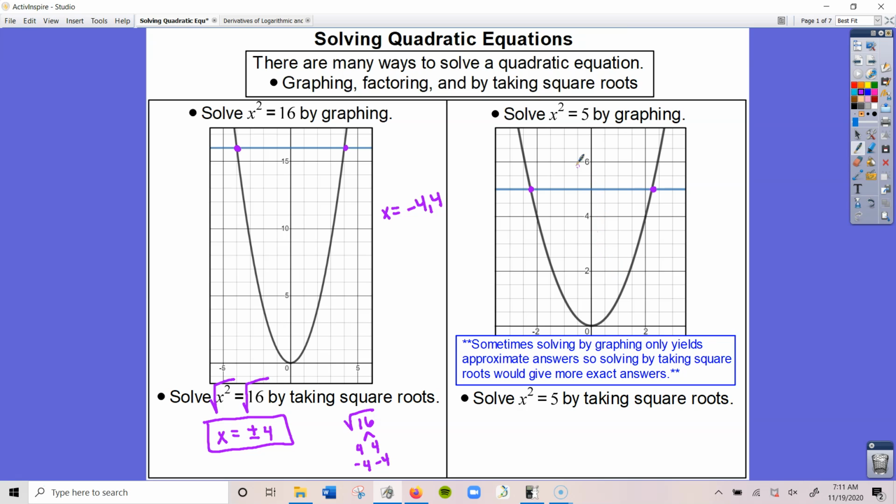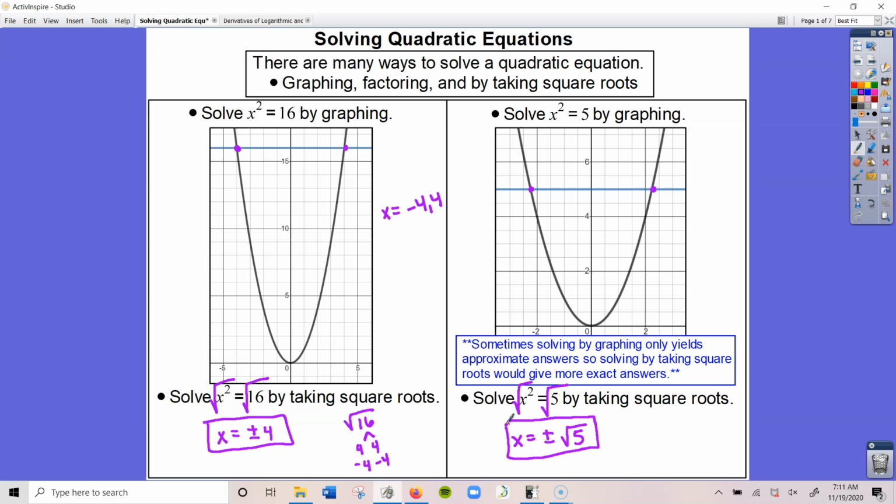So this kind of equation, x squared is equal to 5, is easier to solve, or rather more precise to solve, by taking the square roots. So if I were to take x squared is equal to 5 and solve that, I would square root both sides, and I would get x is equal to plus or minus the square root of 5. And this is the most precise answer.